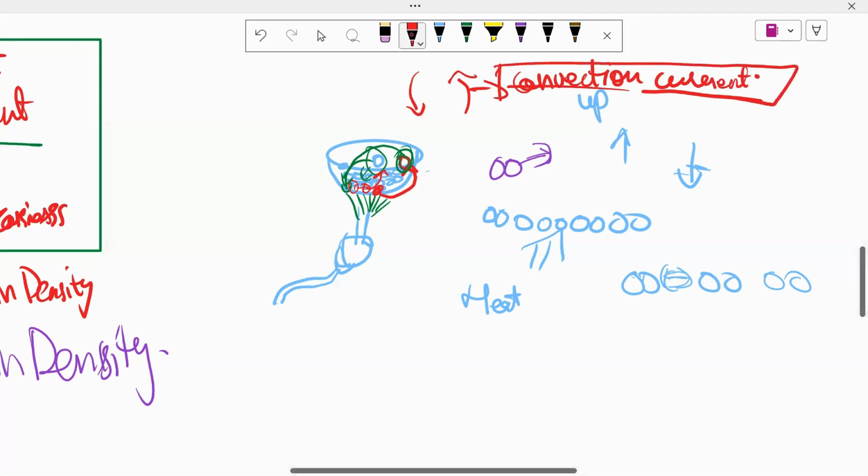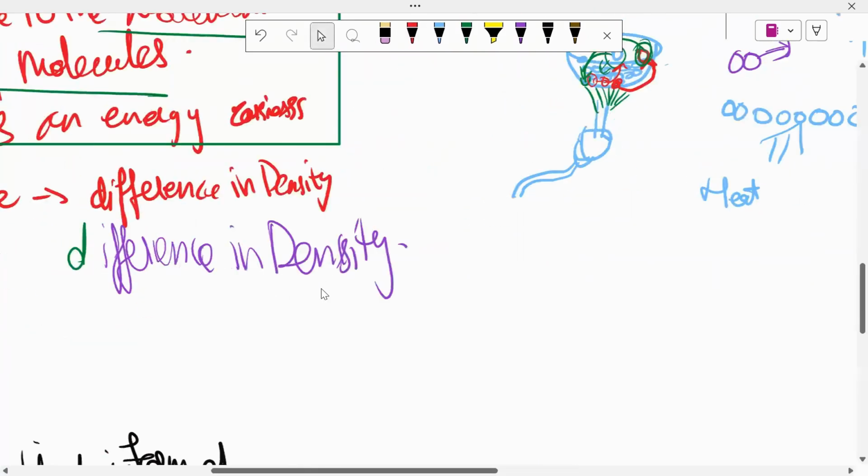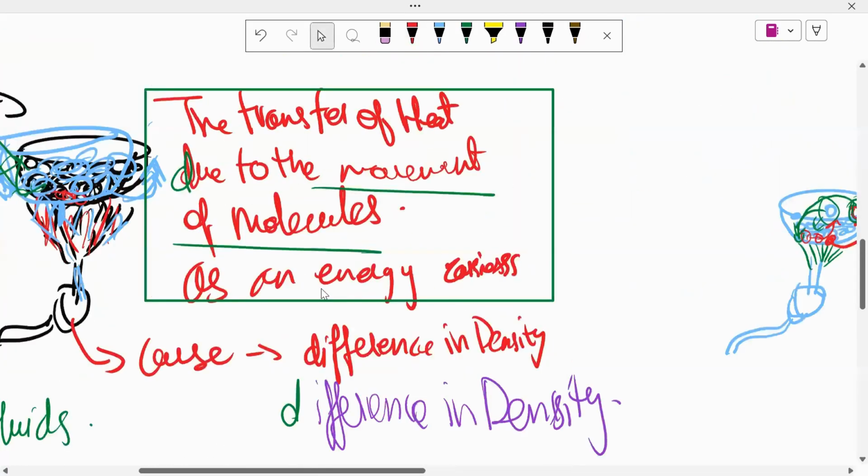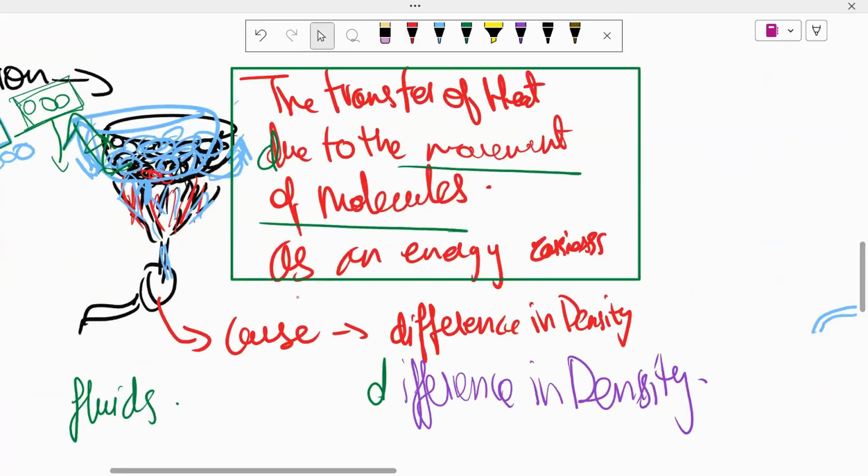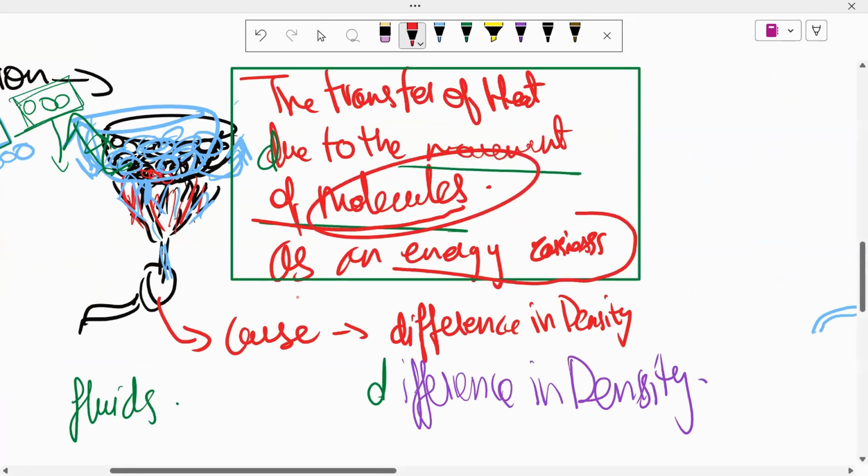Now we are done with convection basically. So let's do a recap of convection: it's the transfer of heat due to the movement of molecules as energy carriers. So this is the definition.